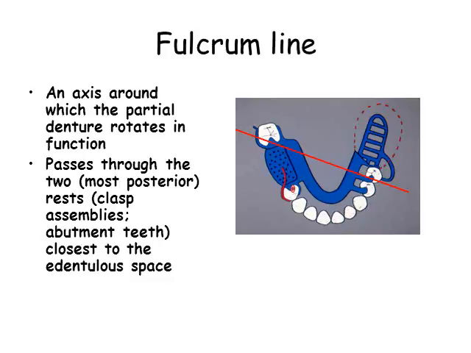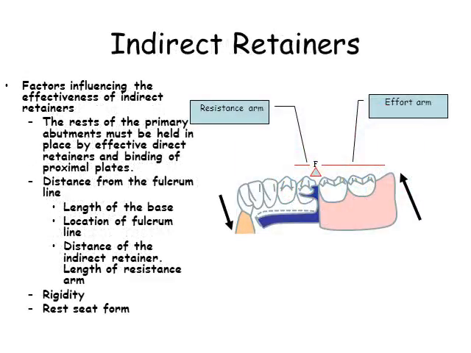To identify the need for indirect retention, first identify the fulcrum line. All Kennedy Class 1 and 2 RPD have a fulcrum line. The fulcrum line in the distal extension base RPD is a rotational axis, which passes through the two most posterior rests on opposite sides of the arch. The indirect retainer is normally located on the side opposite that of the distal extension base.